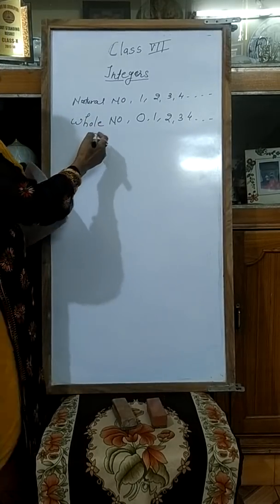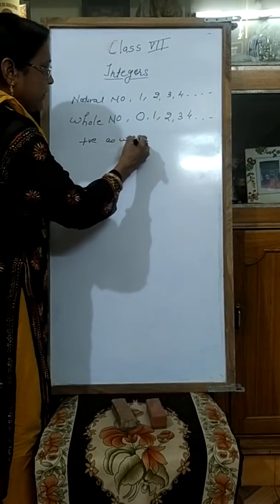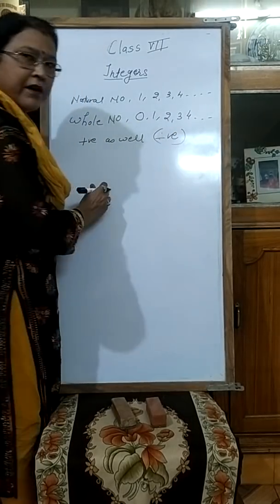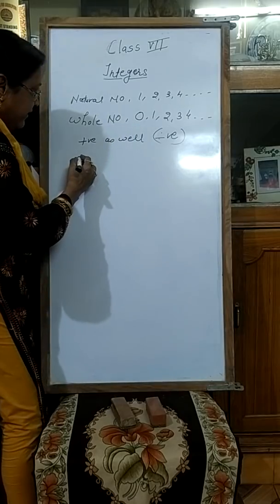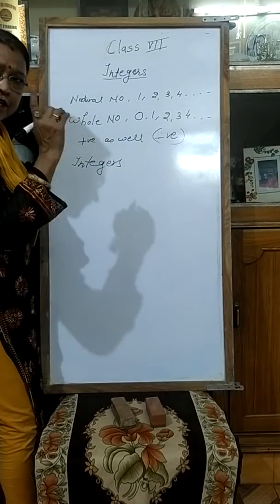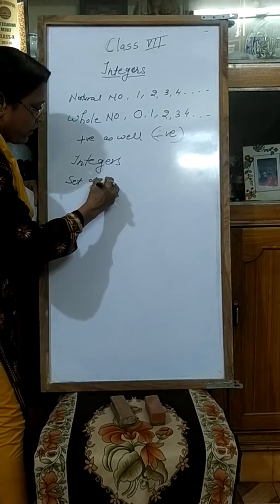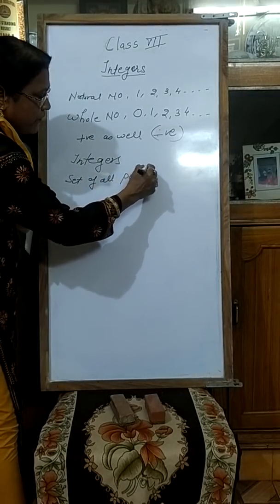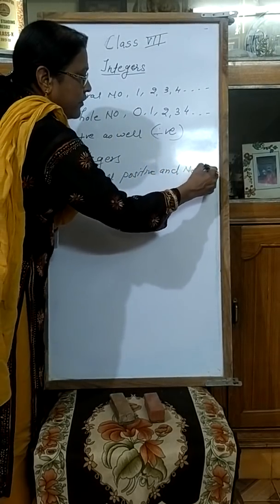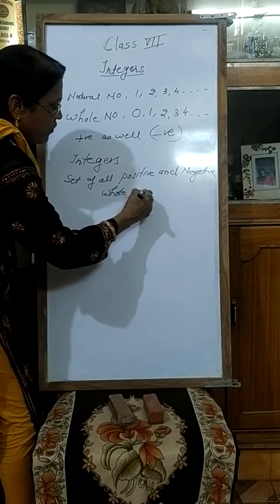Now if you take the positive as well as negative numbers of these numbers, then that is called integers. Integers means the set of all positive and negative whole numbers.